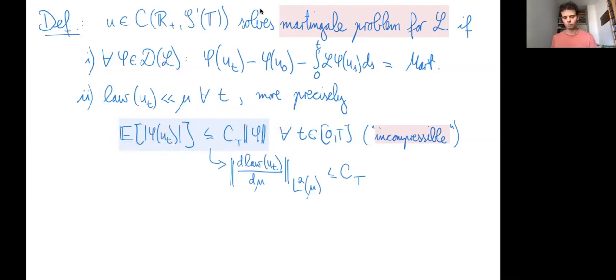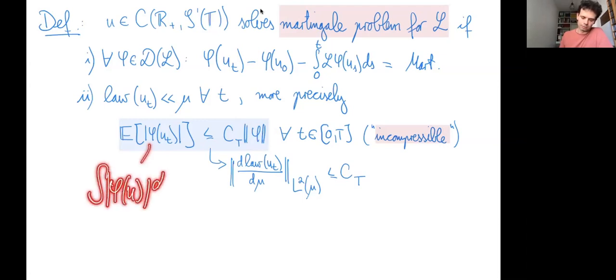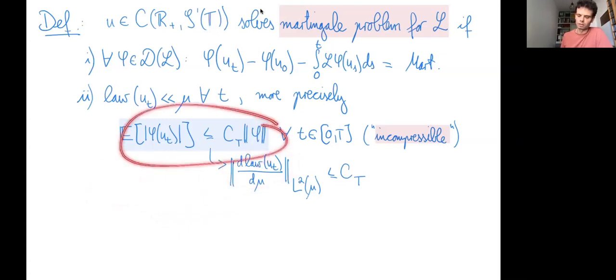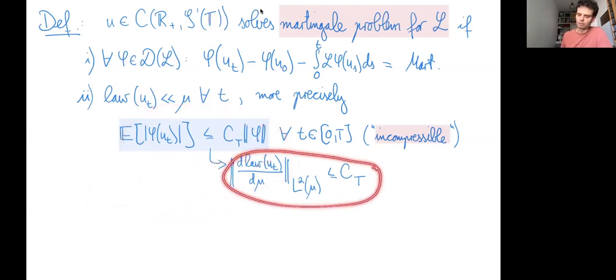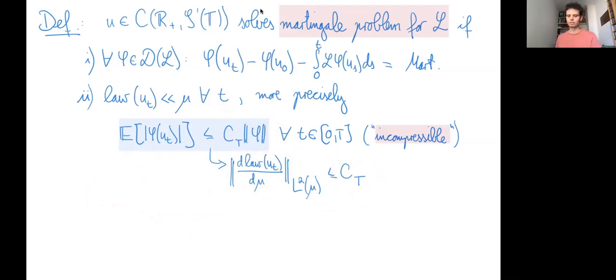You can also get from this, since we have the L1 norm here and the L2 norm here, that the Radon-Nikodym derivative, because this thing here is just the integral of phi of u times d law, d mu, and then d mu, has to be in L2 for this relation to hold. And so the L2 norm on the interval 0 to T has to be bounded by C capital T.